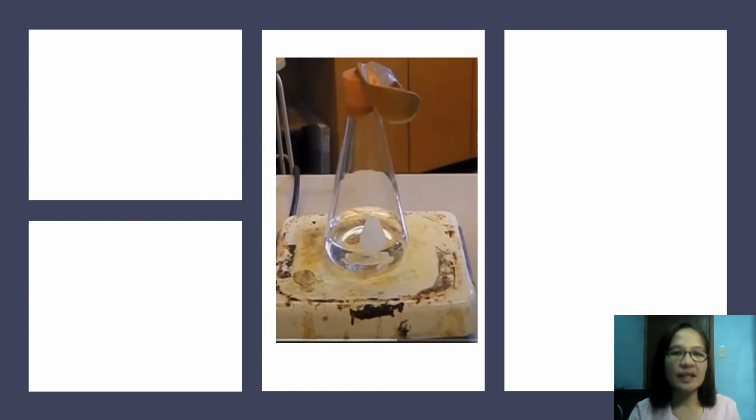For this time, let us use different pictures so that we can understand more the relationship that exists between volume and temperature. So we have here Erlenmeyer flask, of course water, inside the Erlenmeyer flask, hot plate, and a balloon. Since ang ating Erlenmeyer flask ay may lamang water at nakapatong to sa hot plate, ano kaya ang pwedeng mangyari sa balloon?